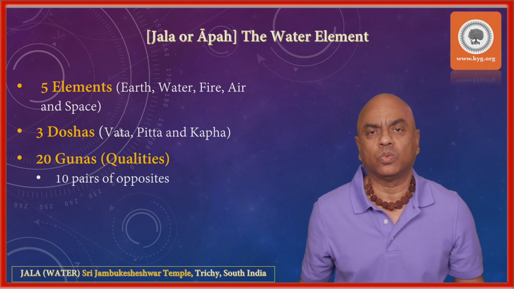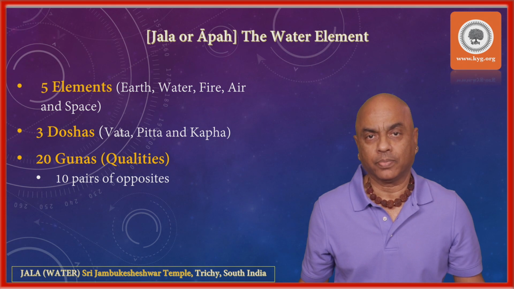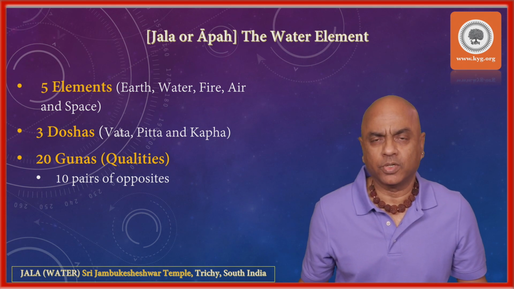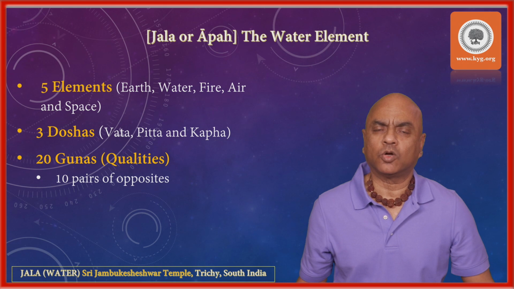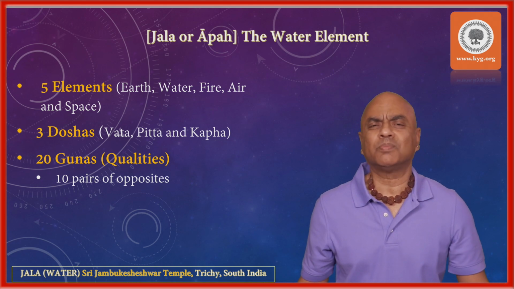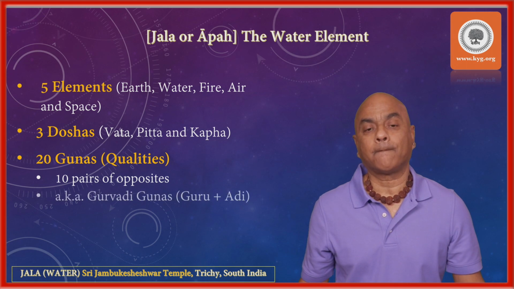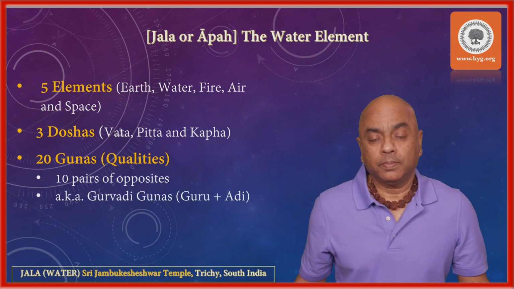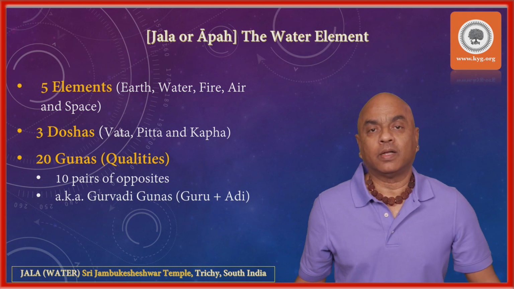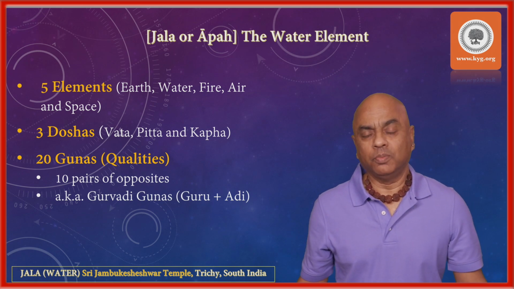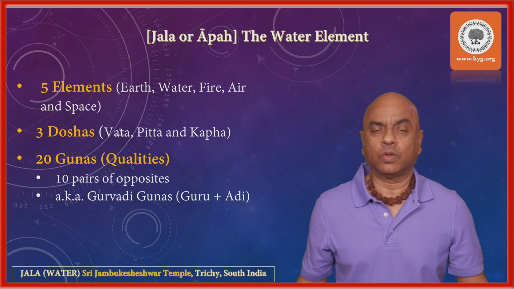There's so much work already done in this field. So these 10 pairs of opposites that we're going to study are the ones which are very commonly understood, plus minus 1 or 2, which might be worded a little differently. Okay. What are they called? They are called Guruvadi Gunas. Guru plus Adi. Guru is one of the gunas.